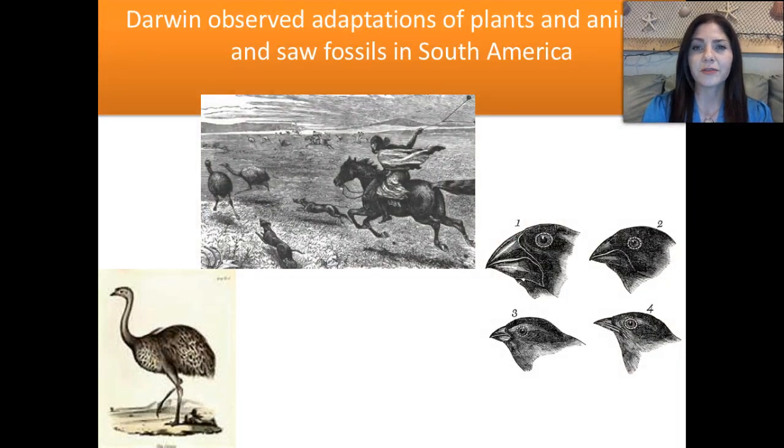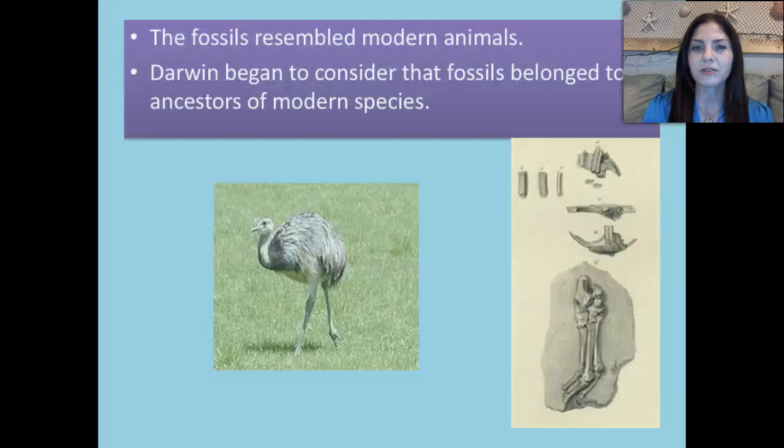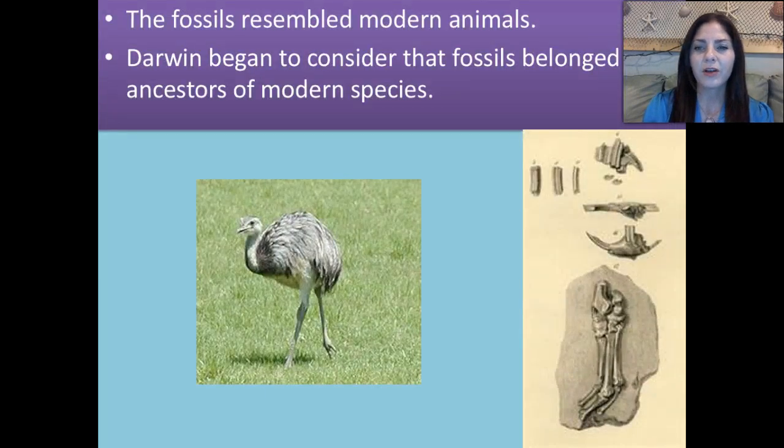Darwin also observed adaptations of plants and animals, and he saw fossils in South America. Once he started looking at the fossils, he noticed that a lot of the fossils look similar to the organisms of today. So he began to consider that fossils belong to the ancestors of modern species that were walking or flying today.